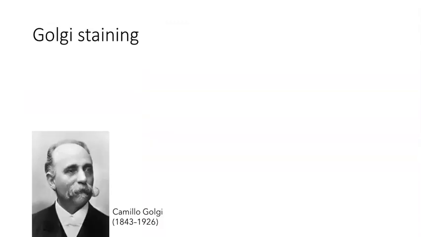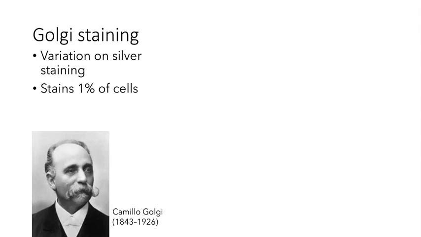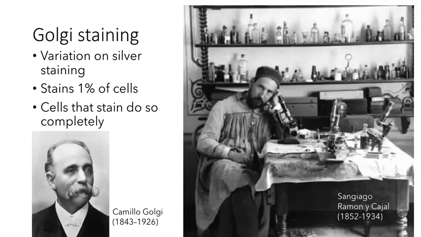Answering this question did not become possible until Camille Golgi, an Italian anatomist, invented a variation on silver staining, which today we call Golgi staining. Golgi staining stains only 1% of the cells, so if you think back to the silver stain sections, they were purple everywhere. Well, with Golgi staining, they'll mostly be clear with relatively fewer spots, and the cells that stain do so completely. Now, Golgi used this technique, but even more importantly, Santiago Ramón y Cajal, a Spanish neurologist, used this technique and applied it to brain tissue.